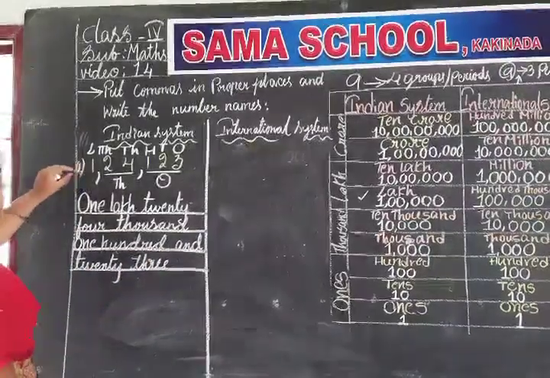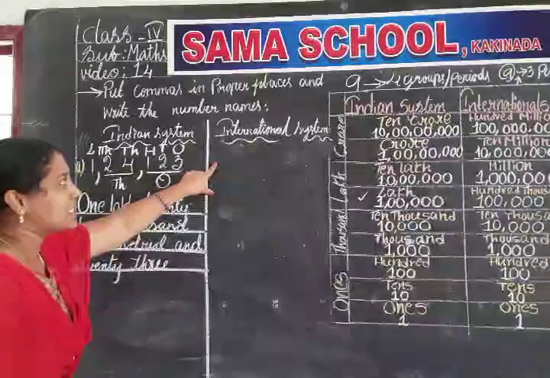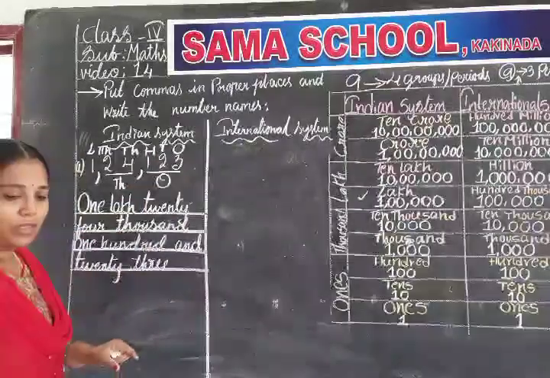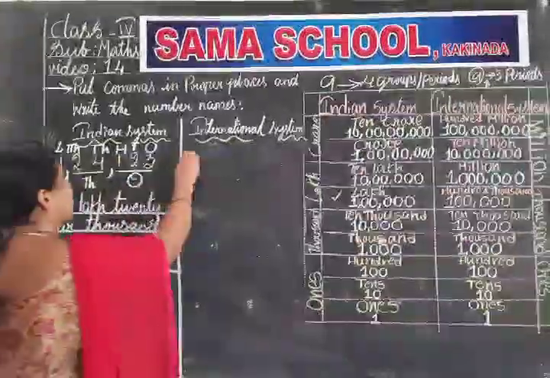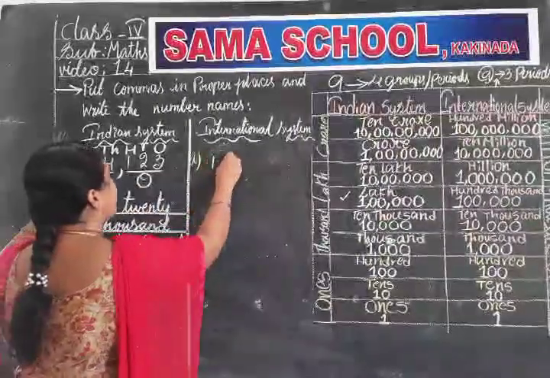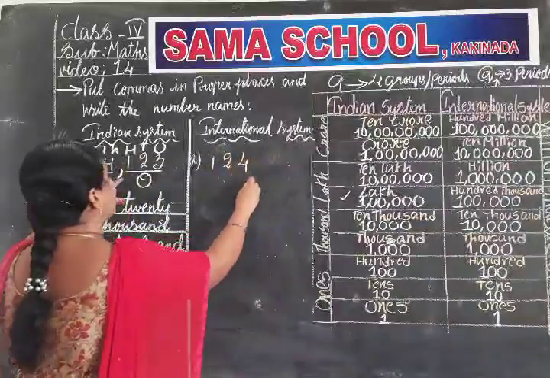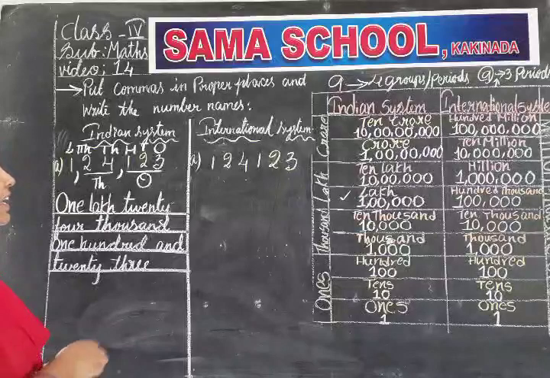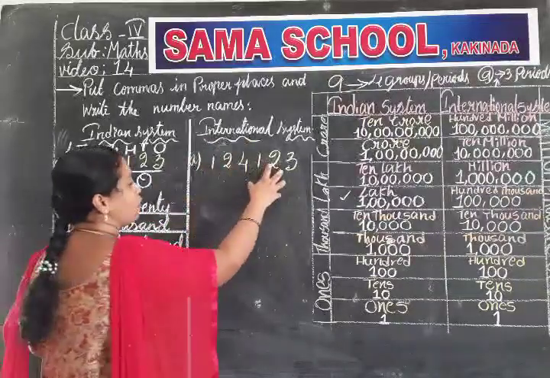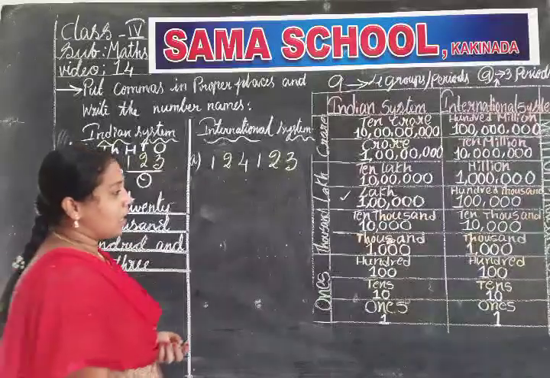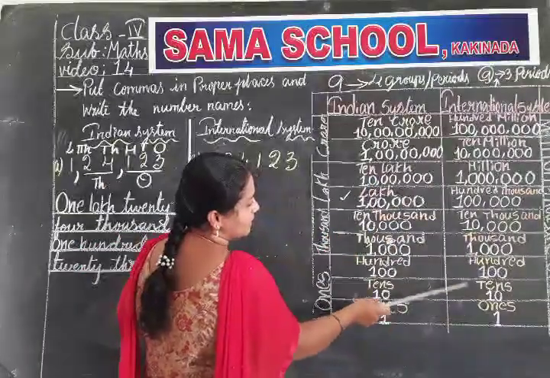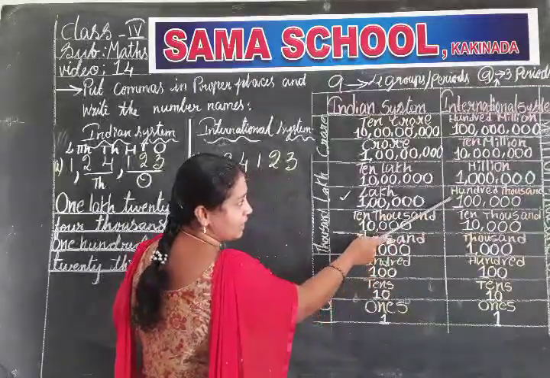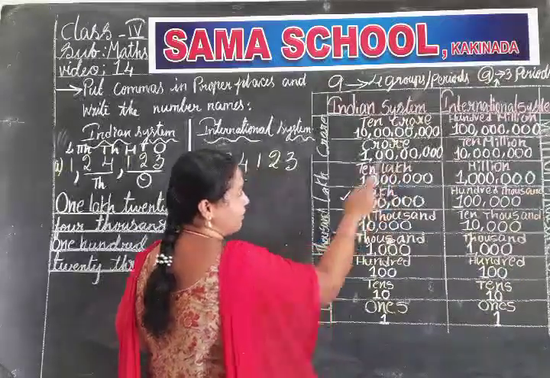So, this number only we take in the international system, and let us see how to keep commas in proper places and how to read that number. Okay, again we take this number only: 1, 2, 4, 1, 2, 3. Okay. In the international system, how to put commas in proper places? According to the international system, how many places do we have? 9 places. Yes? 1s, 10s, 100, 1000, 10,000, 100,000, million, 10 million, 100 million.